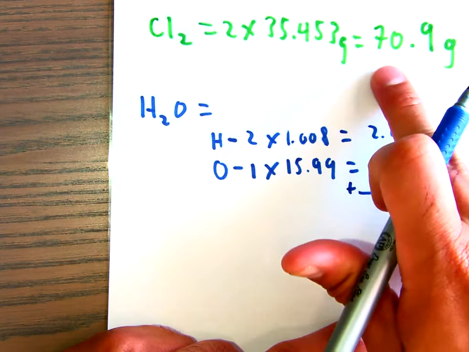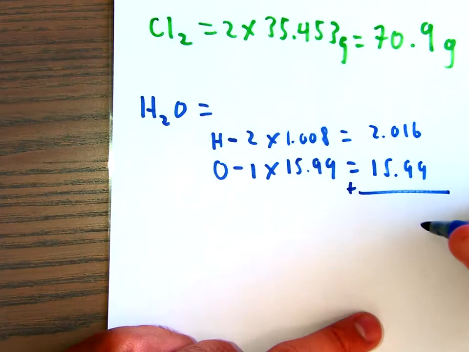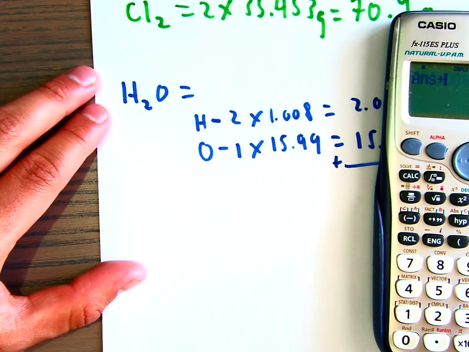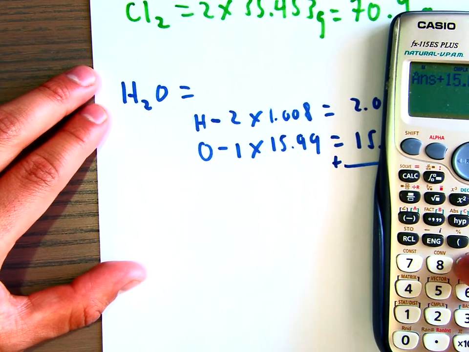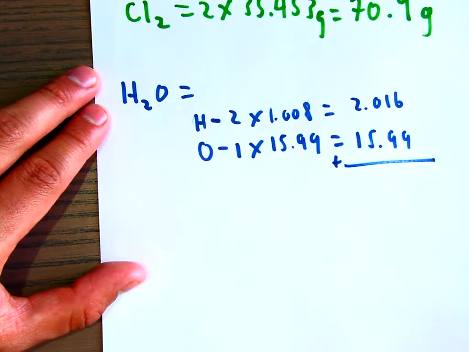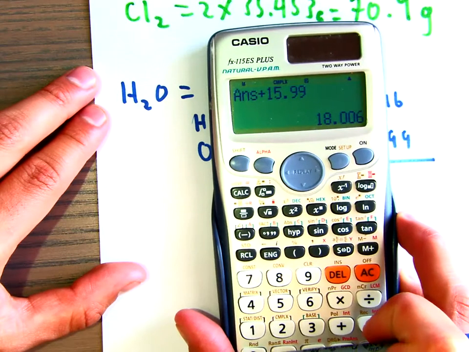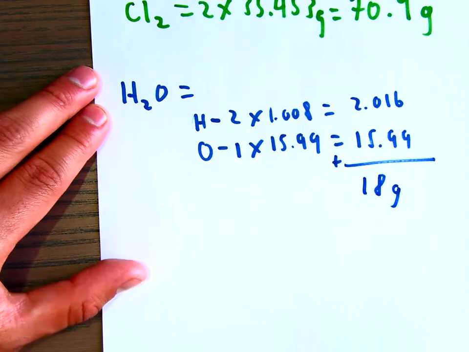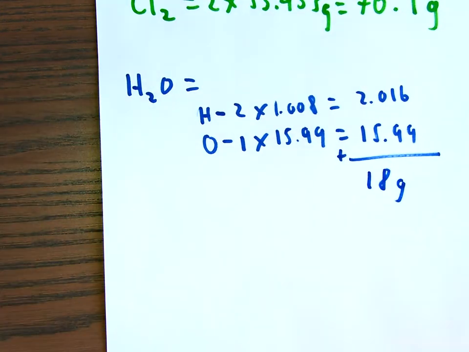Last of all, we want to find the total mass, so we have to add that up. Okay, we didn't add it up here because we only had 1 compound. So we add it up. So again, you don't have to do this in your head. 2.016 plus 15.99 gives me 18.006. That's just going to round to 18 grams. Okay. All right, let's keep going here.